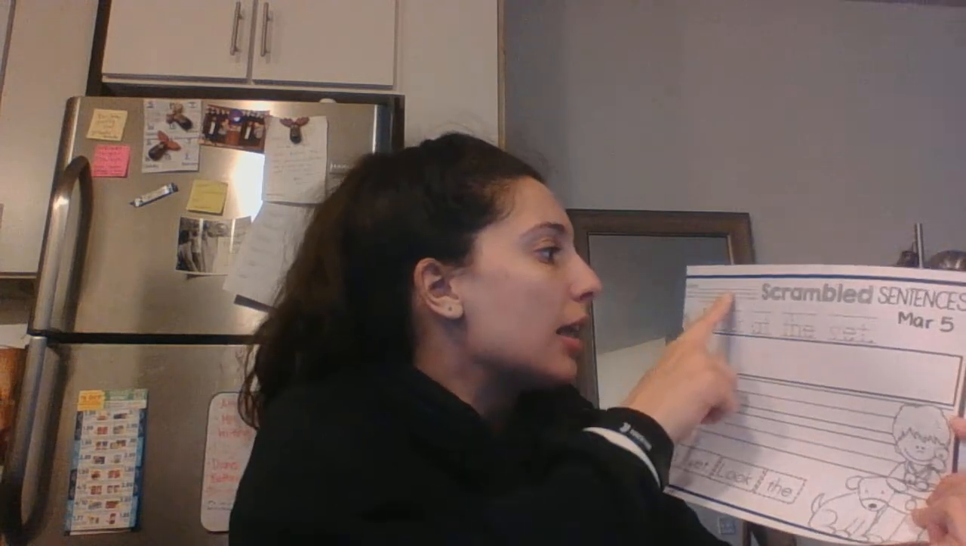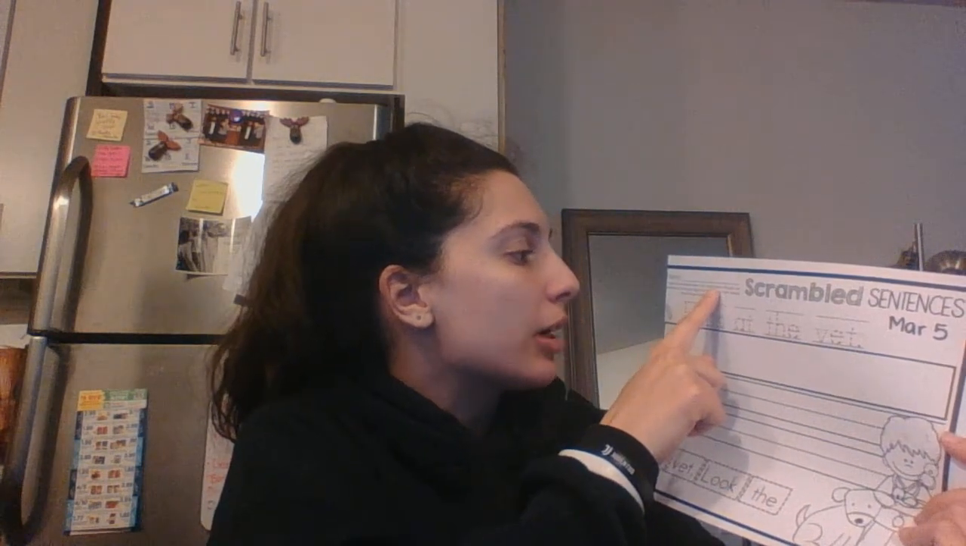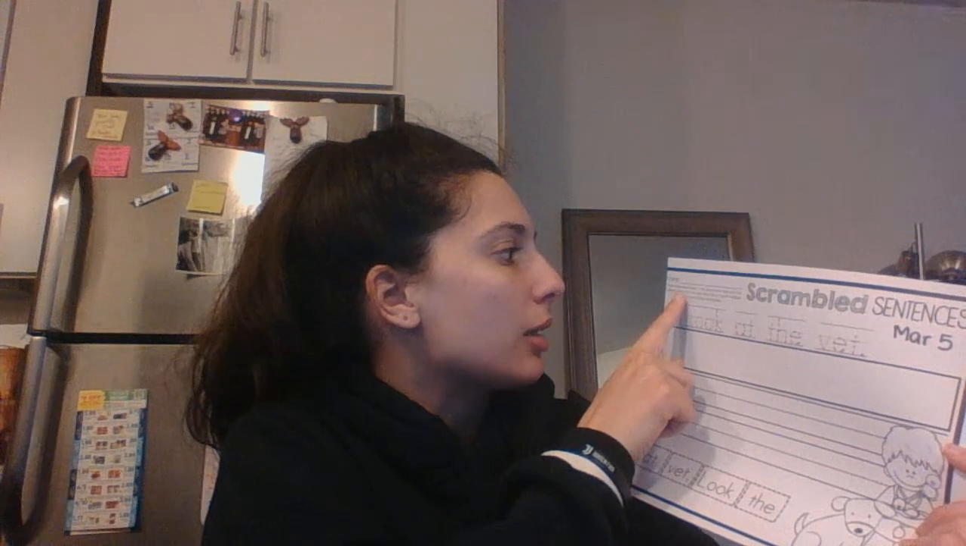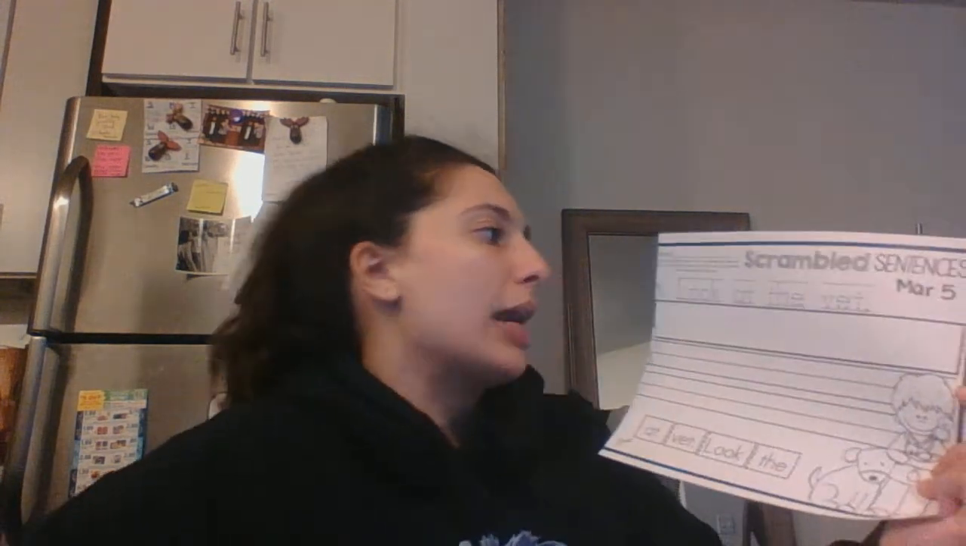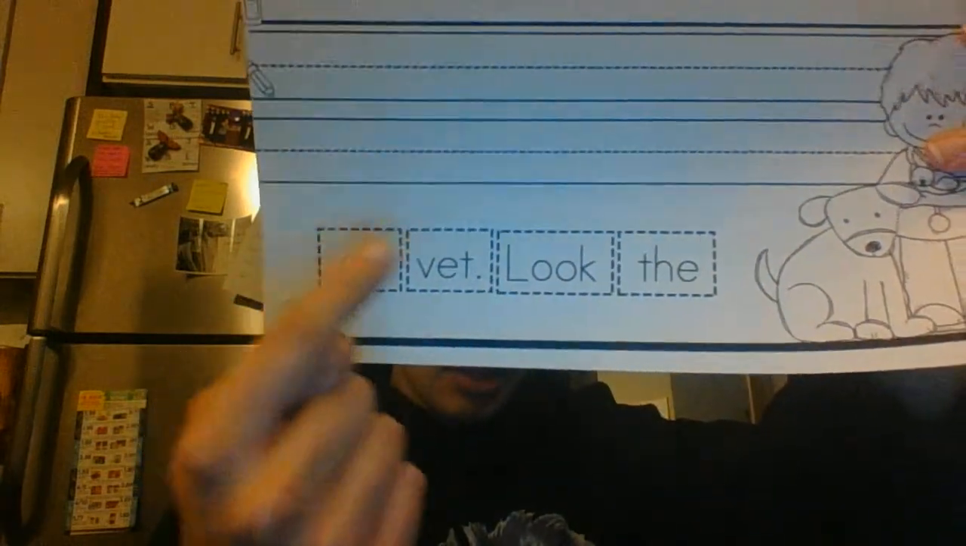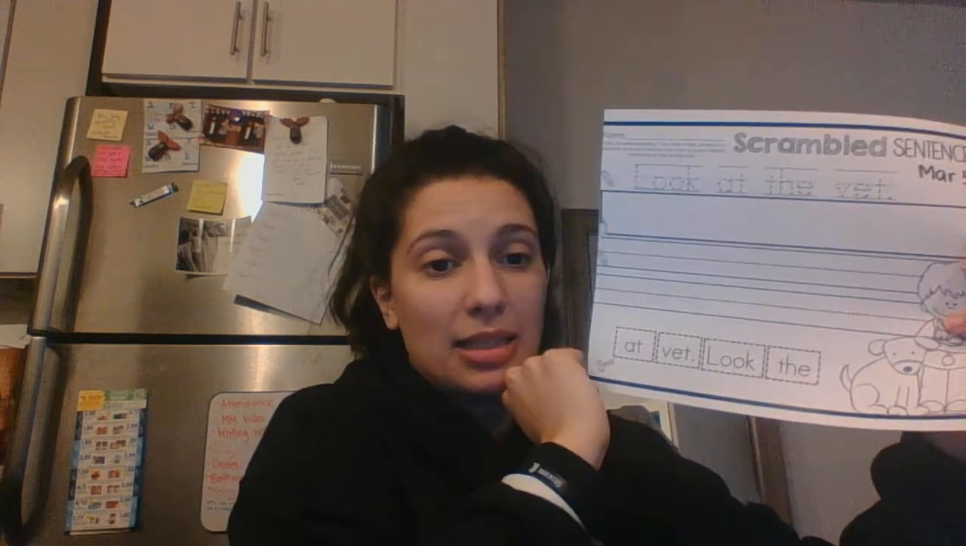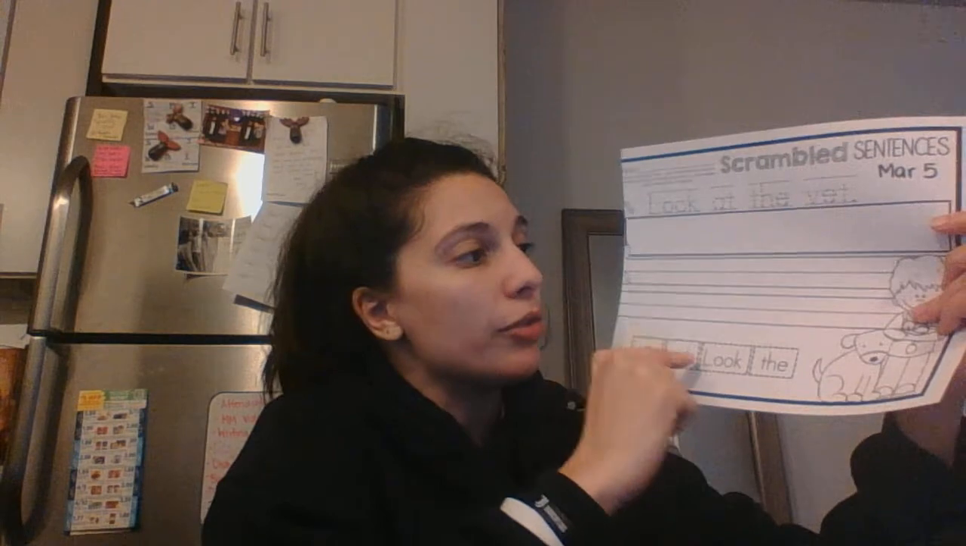Then it says cut, unscramble, and glue the sentence correctly in the box and write it in your neatest handwriting on the writing lines. So what it wants you to do is it wants you to cut it out. So where these dotted lines are, it wants you to cut it out and then put it in the right order. Now it's gonna match our top sentence. And then when you've done that, you're gonna write it down in your best handwriting 2 times. 2 times I want you to write the sentence.